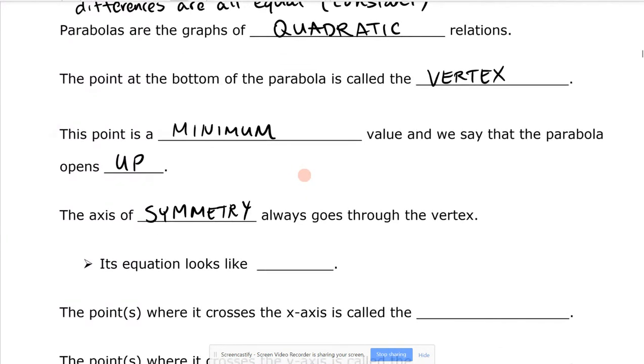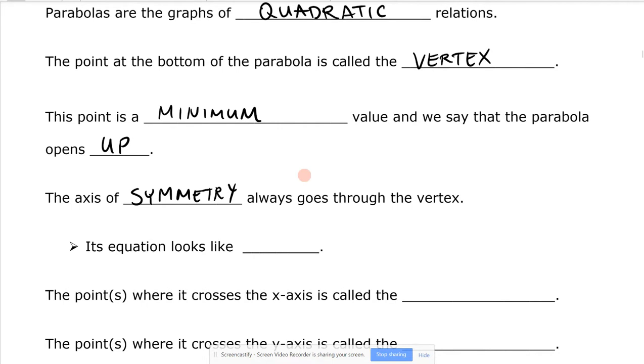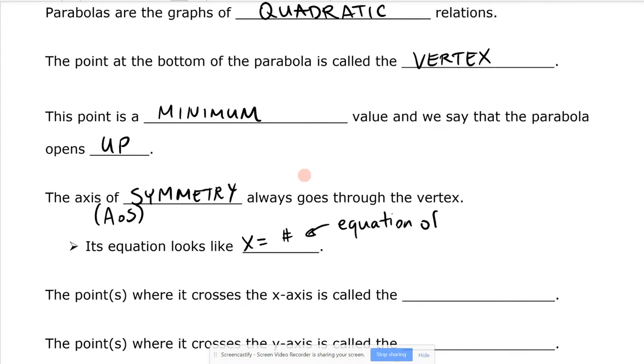Okay, and the axis of symmetry does have an equation. The axis of symmetry is sometimes denoted as AOS. If you ever see me write AOS, it means axis of symmetry. And we write the equation, because it's a vertical line. You might remember how to do vertical lines. A vertical line is x equals some number, whatever number that might be. Okay, so you might recall that this is the equation of a vertical line.